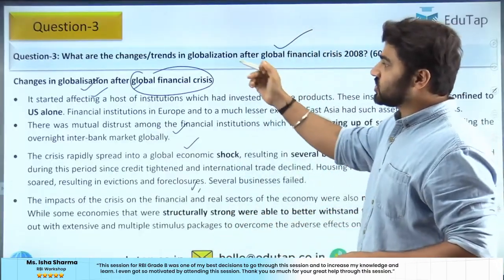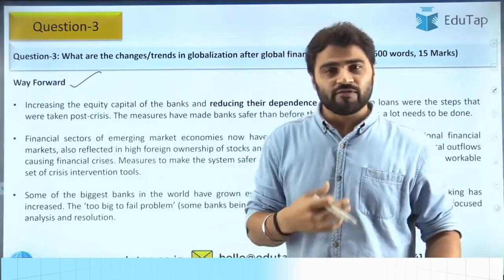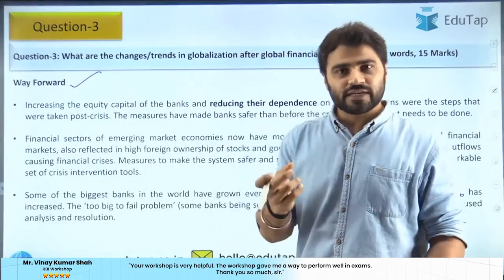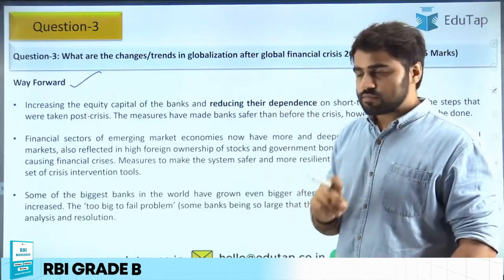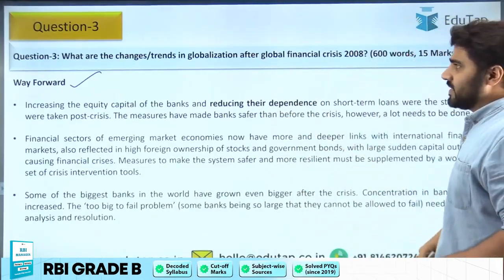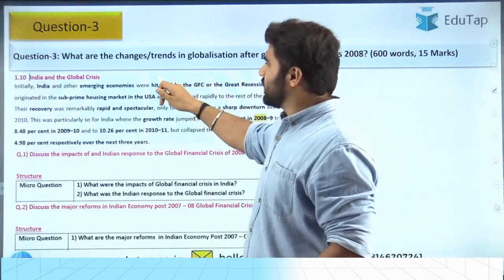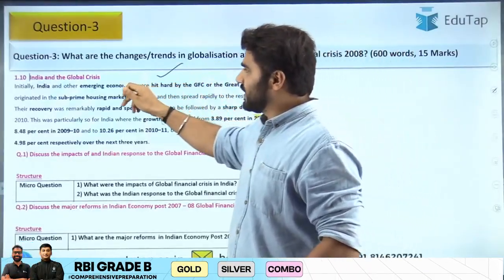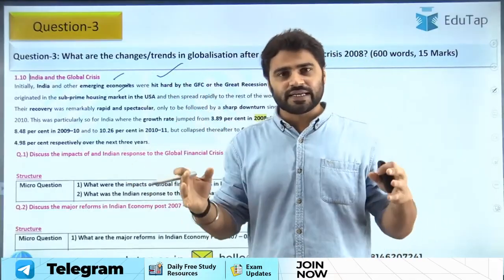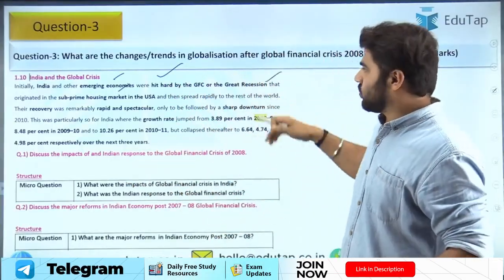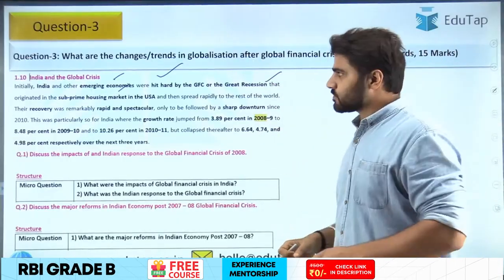Right, friends? So this is about the changes in globalization, and after that you have to also give way forward, right? So way forward is nothing but a conclusion kind of thing, right? So you have to always conclude the discussion which you have done in your answer, right? So this is about the question number 3rd, guys. So here you can see that we have covered in our notes in detail about the India and the global crisis. This is just a snippet we have covered in detail in our notes. So here is the snippet from the notes of EduTap related to the global financial crisis.